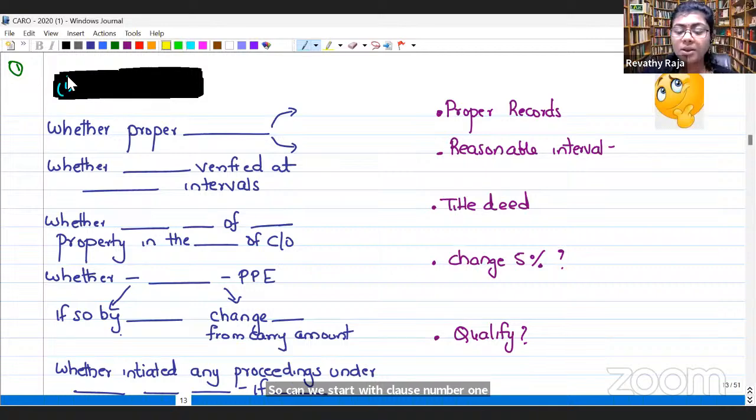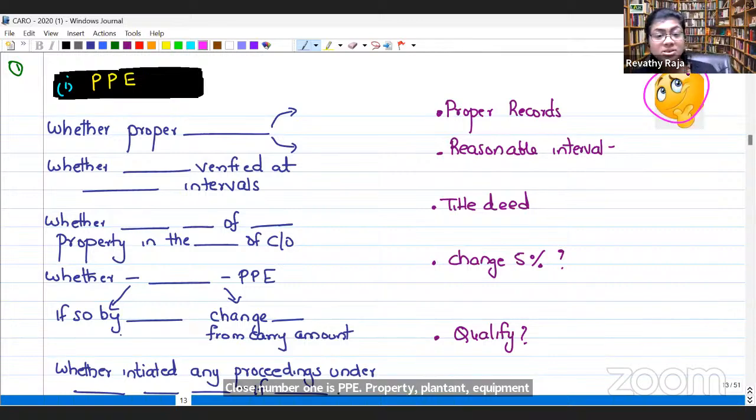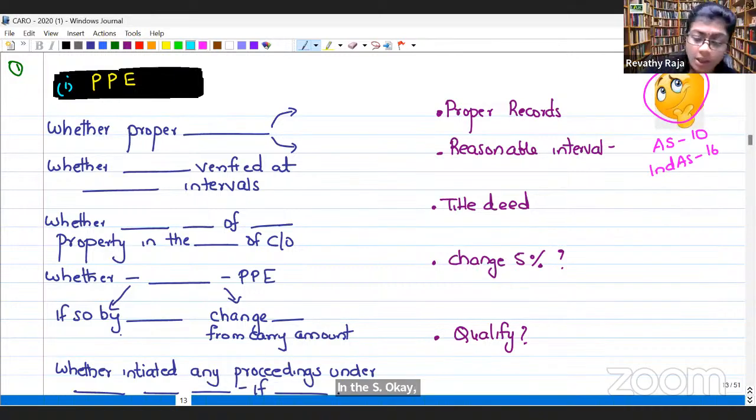Clause number 1 is PPE, Property, Plant and Equipment. When you hear property, plant and equipment, what came to your mind? AS 10. For Final, Ind AS 16. Inter, don't bother about Ind AS.